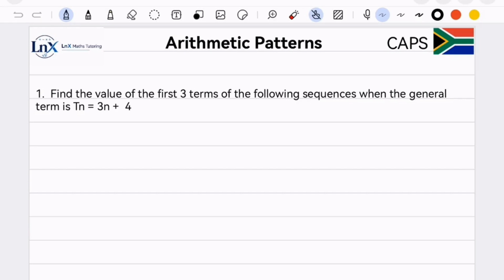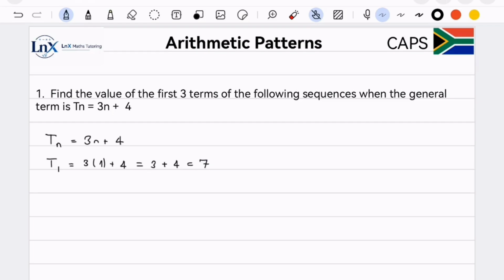Alright, so starting with the question. So we know that our formula is Tn equals 3n plus 4. So we're looking for the first three terms. So we're supposed to start with the first term. So T1 would be equal to 3 times 1 plus 4, right? So 3 times 1 would give us 3 plus 4. The answer would be 7, right?